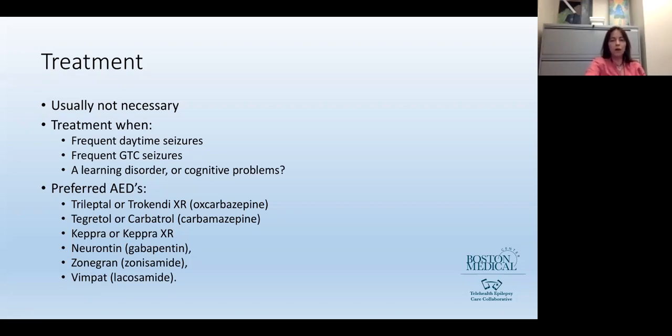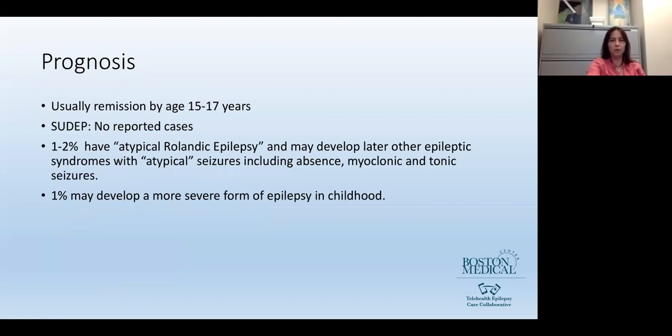Our old friend Tegretol or Carbatrol, we use it nowadays less, but it's still a good option. I think by many neurologists, Keppra or the Keppra XR would now maybe be the preferable choice, because we know that Keppra does not affect learning, cognition, and behavior. And a more older medication that we used to use is Neurontin or gabapentin, which we use less. And Zonegran and Vimpat, lacosamide, are also possible options.